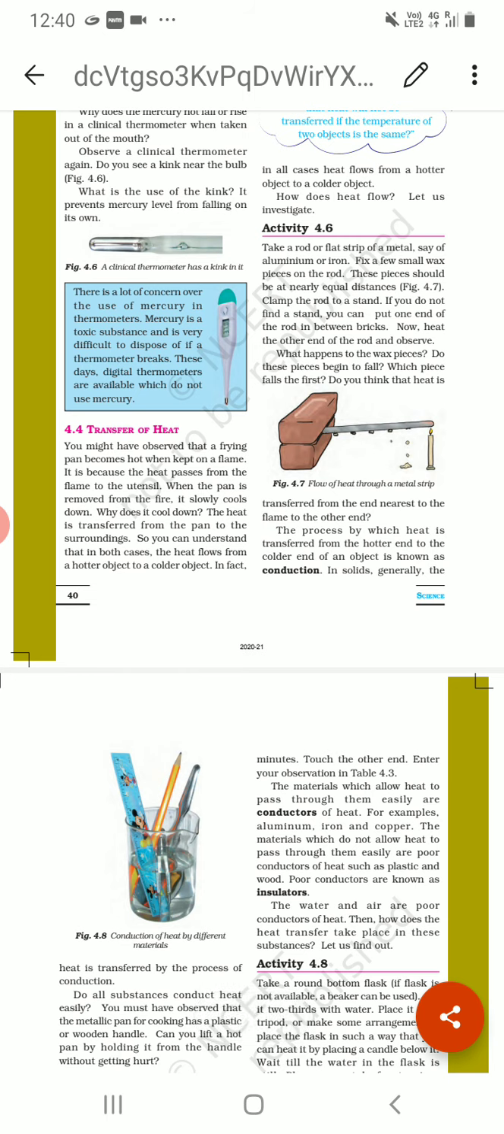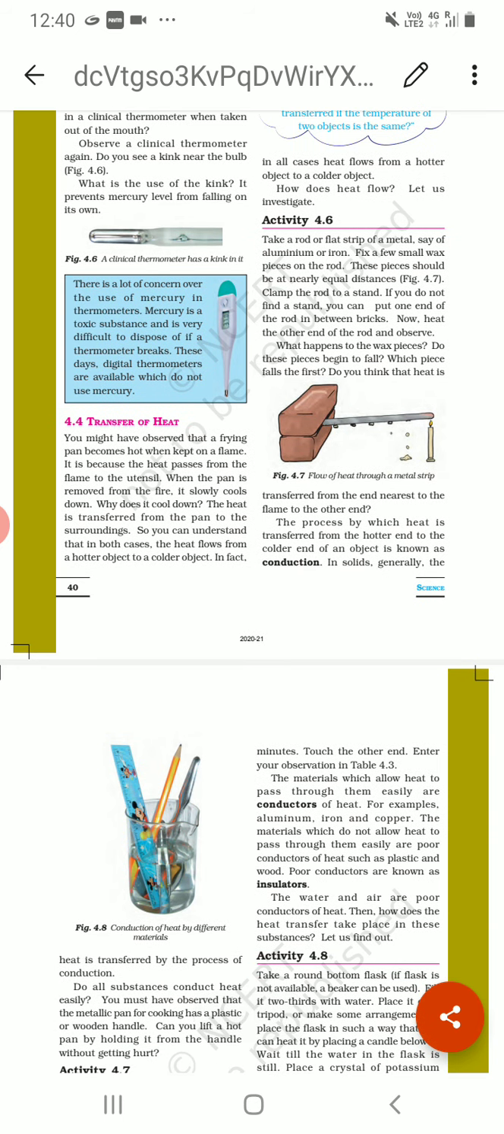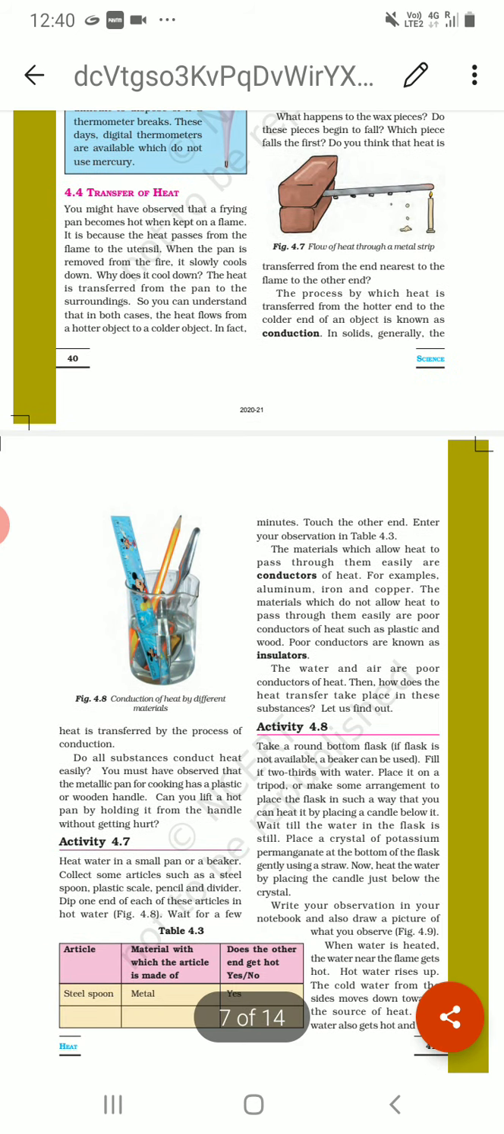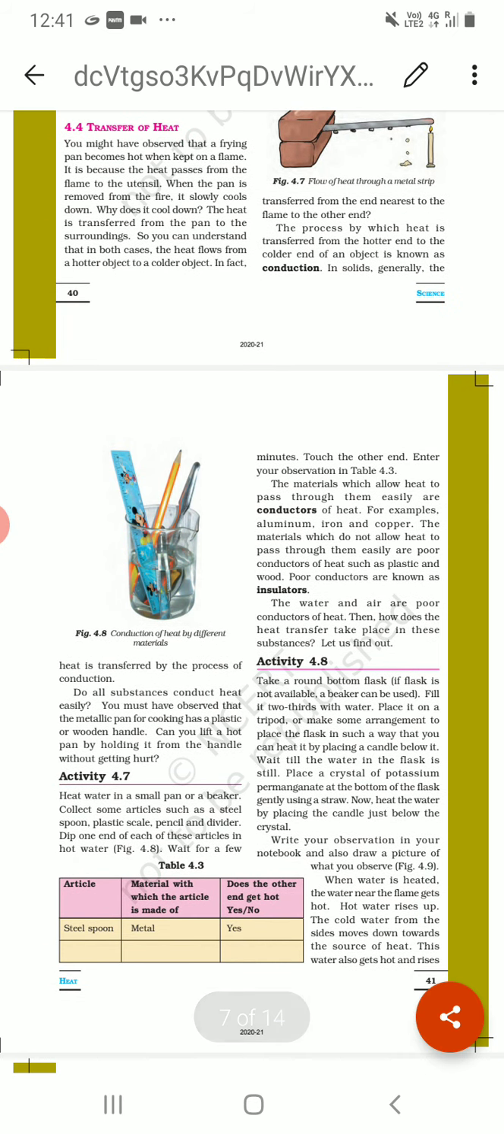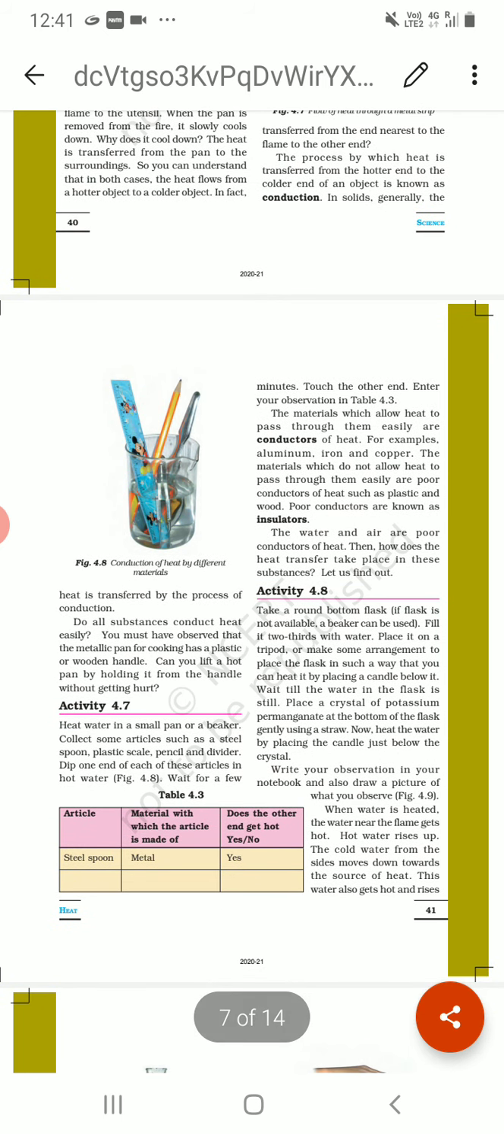Now, the process by which heat is transferred from the hotter end to the colder end of an object is known as conduction. So, what is conduction? The process by which heat is transferred from the hotter end to the colder end of an object is known as conduction. In solids, generally the heat is transferred by the process of conduction. Okay.